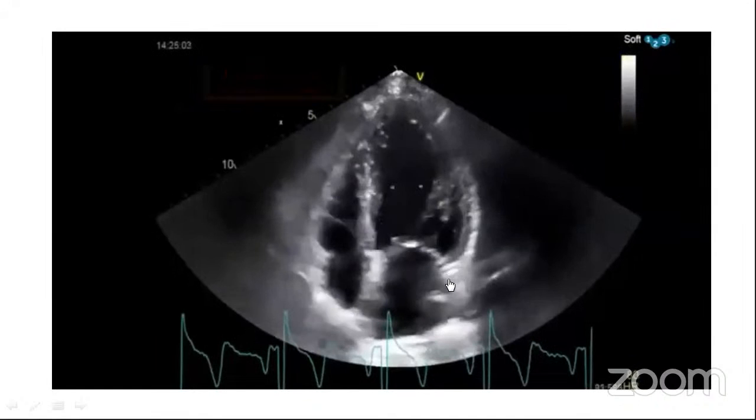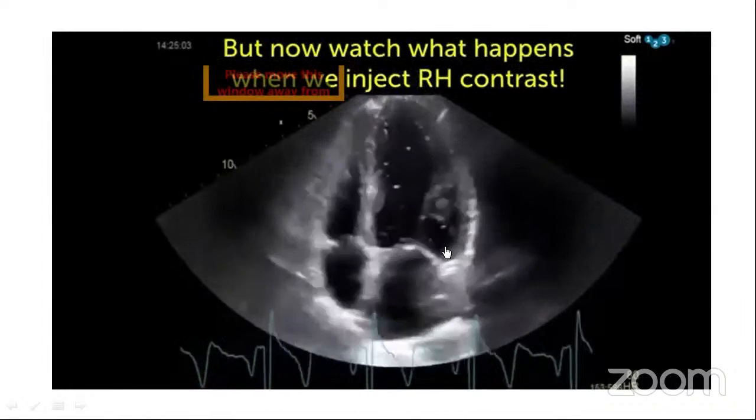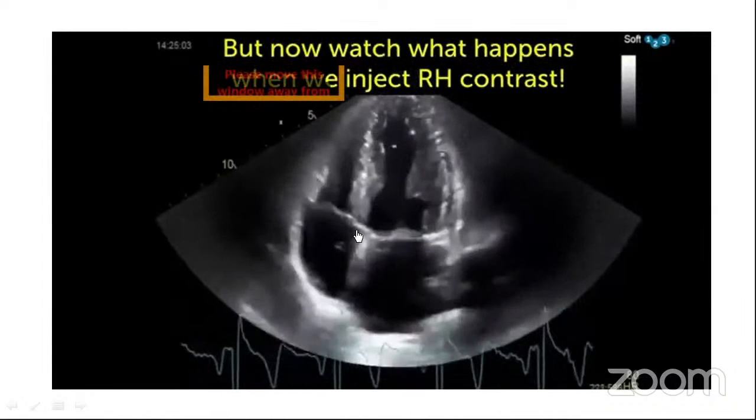So what we do is something called a bubble study. I'll explain the concept of bubble study. Let's look at this image now. We are going to inject agitated saline bubbles into the right side of the heart, via the IVC or SVC. Once the bubbles enter the right side of the heart, normally they enter the pulmonary circulation and are destroyed. So bubbles will not come to the left side of the heart normally.